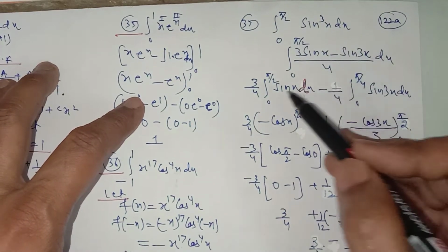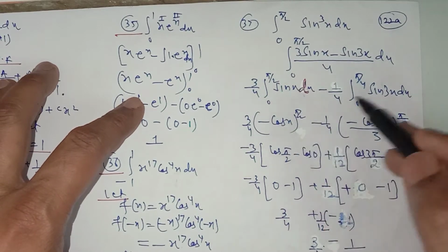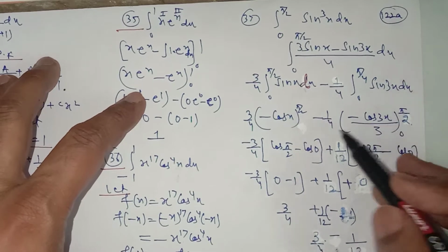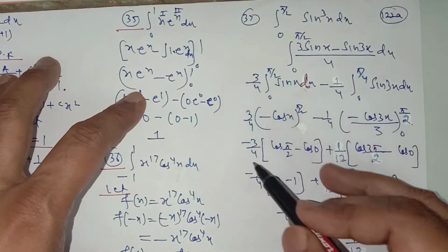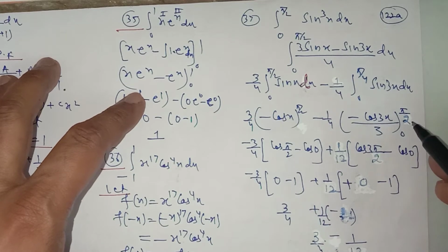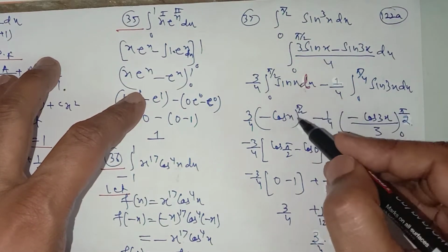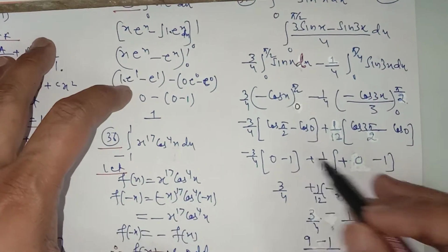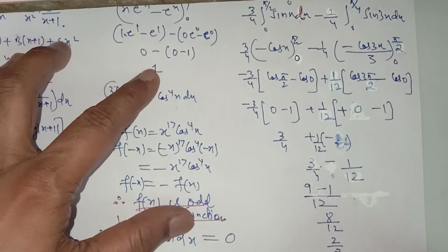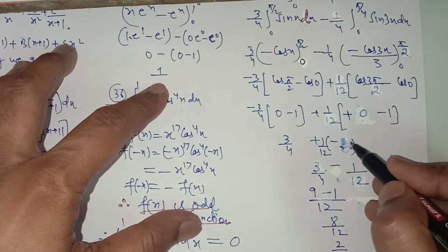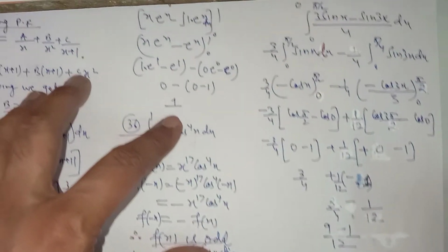Break it into two integrals. The integral of sine x is minus cos x. The integral of sine 3x is minus cos 3x upon 3. Arrange it, it will be 1 upon 4 times the upper limit minus the lower limit. The upper limit is pi by 2, the lower limit is 0. Like this, you can arrange it and we will get the value 2 by 3. So be careful with this calculation here. So this is question number 37.